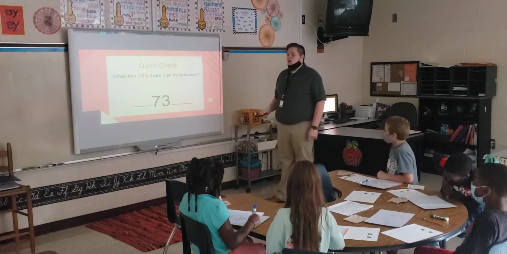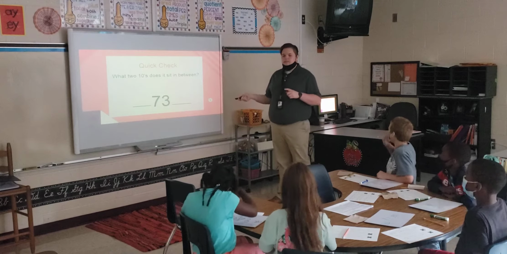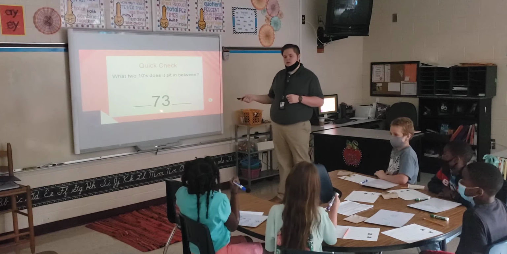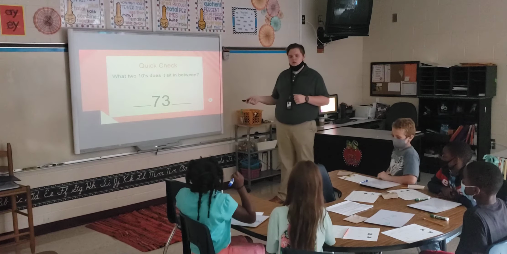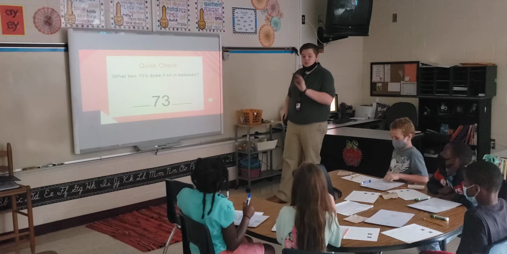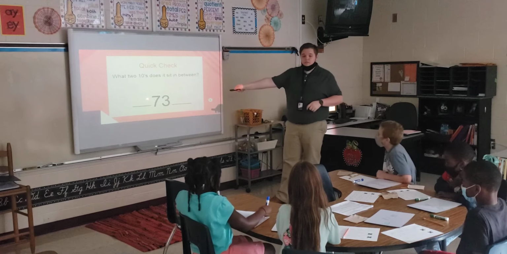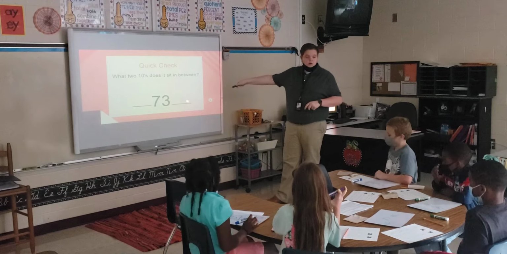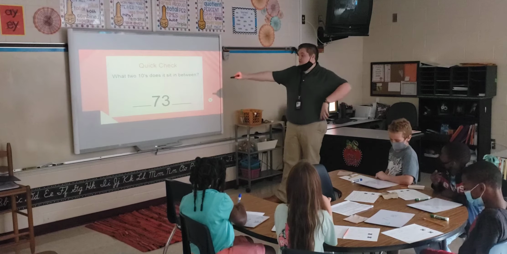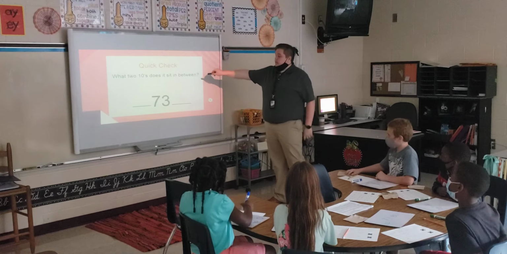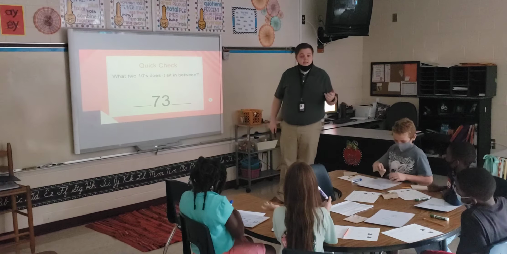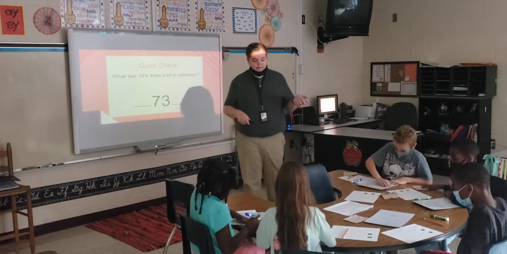So 73. Are we rounding up or are we rounding down? Down. Shermai, you said rounding down. How do we know that? Because the 3 is in the ones place and the 3 says round down. So we're going to let it rest. So what's our first benchmark? 70. And our second benchmark? 80. Good job. And what do we round to? The nearest 10. It would be 70. Good job.